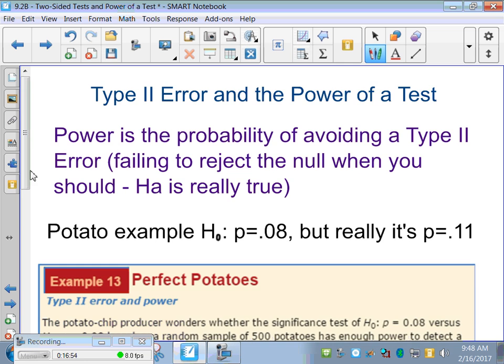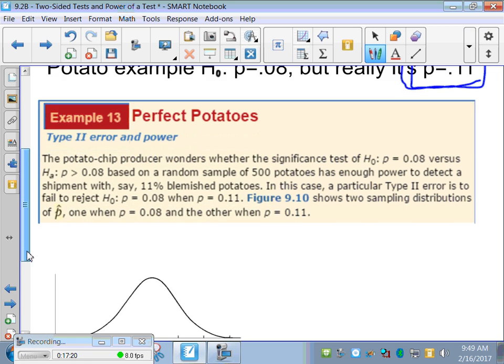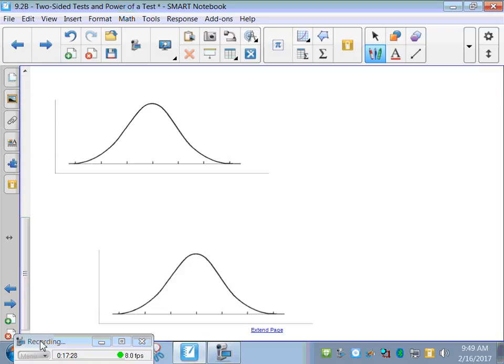Okay. So for the potato example, back to potatoes, a little safer for those of you that feel safer with this. So the null hypothesis is 8%. That's what we started with, 8%. But let's say we get a truckload and we know it's actually 11%. So we should reject the null. Okay? So how likely is it that we will reject the null? So the potato chip producer wonders. Yeah, same thing. All right, so here's our little graph here.